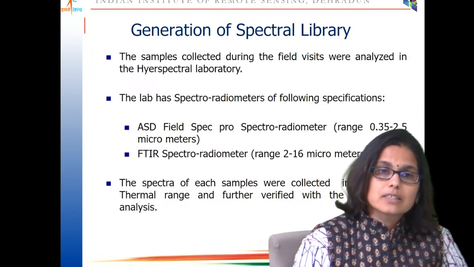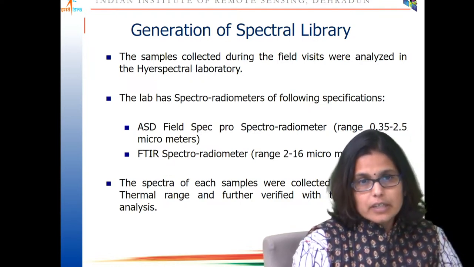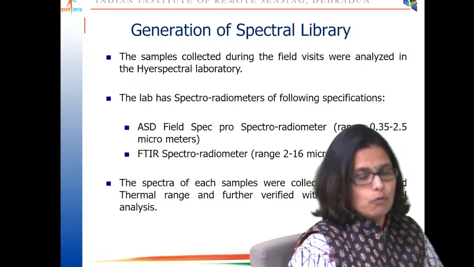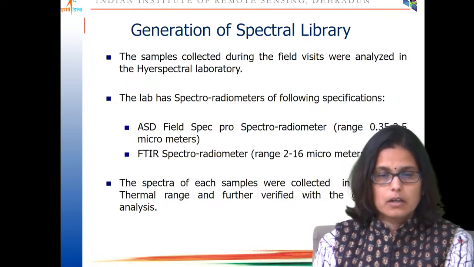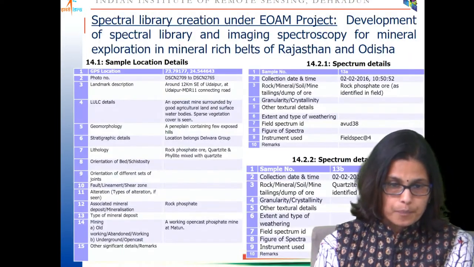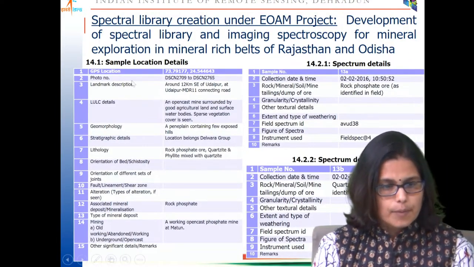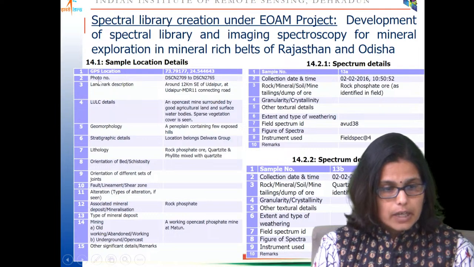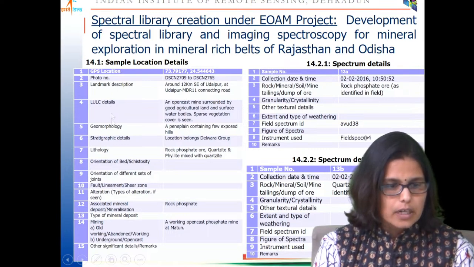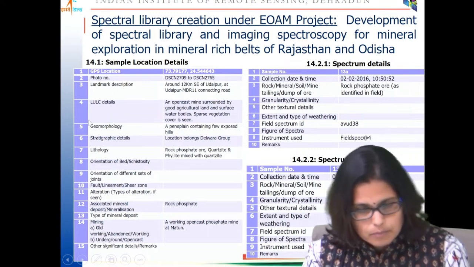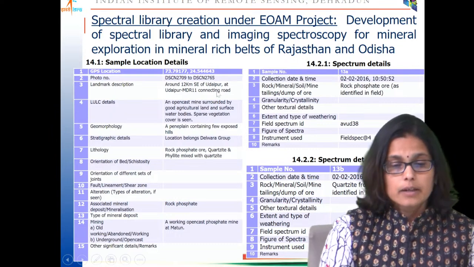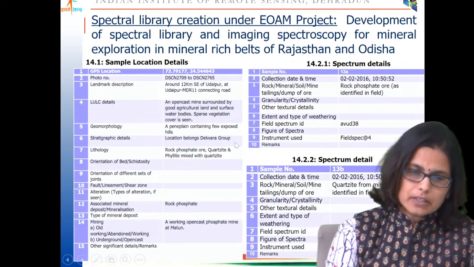The spectra of each sample were collected in the VNIR and thermal range, and we further verify them with geochemical analysis. I'll quickly show you how we generate the spectral library. This is just an example of a sample location, 14.4, in our library. This is the format. These are the options like photo number, landmark, land use, land cover detail, geomorphology, and all these columns we have made. During the identification of the material from the field, as well as in the lab itself, we mark and calculate the parameters, and we write them down over here.